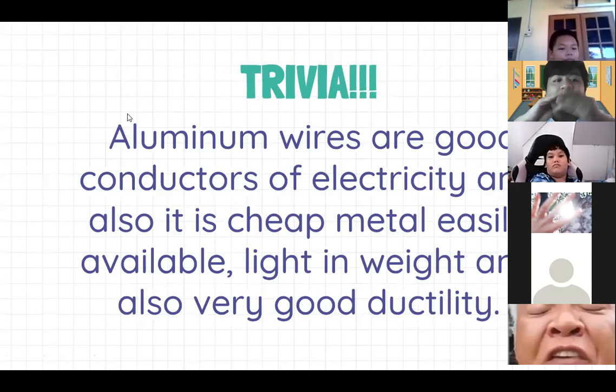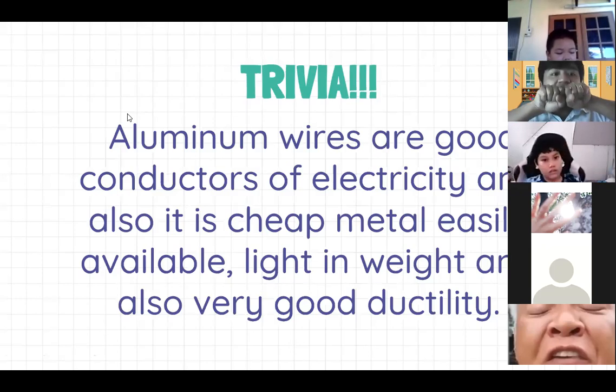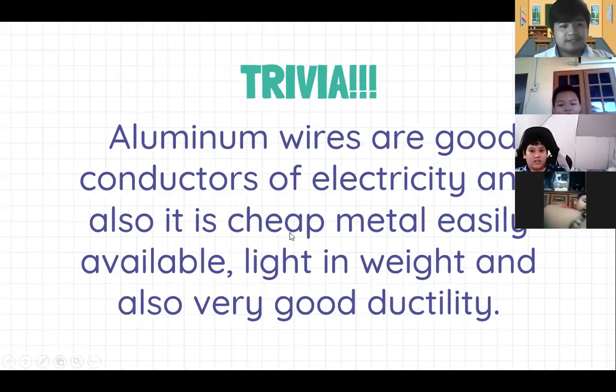So they are malleable, meaning you can form them into different shapes. And you can also stretch them like a rubber and they will not break. So that's it: cheap metal, easily available, light in weight, and very good ductility.